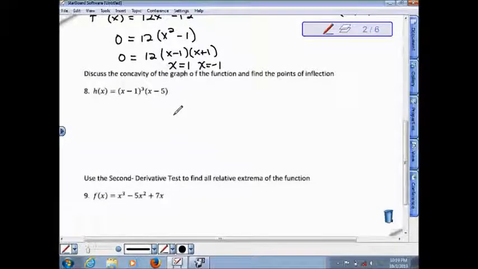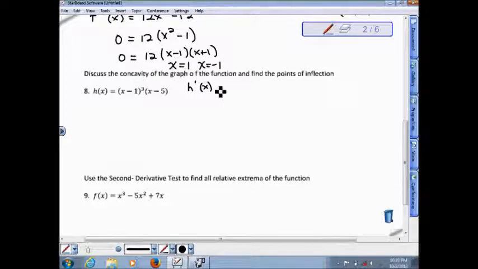Okay. Question 8 is a similar thing. We have to discuss the concavity of the graph using the second derivative test, and then we have to actually find the points of inflection. Pretty much the same thing we did. The derivative here is a little bit more tricky. The second derivative is a little trickier to find. It's a product property with a chain rule, a little bit of a chain rule in there.